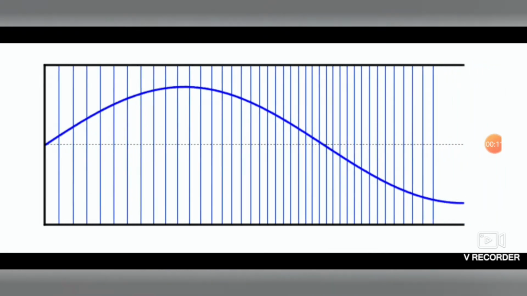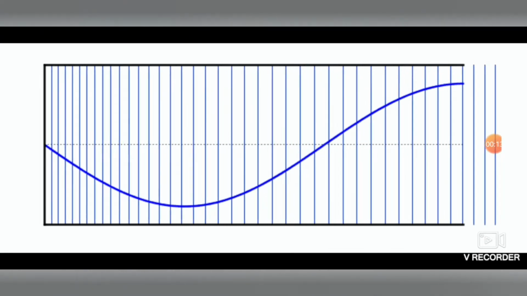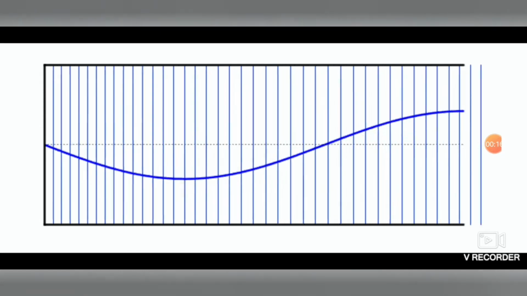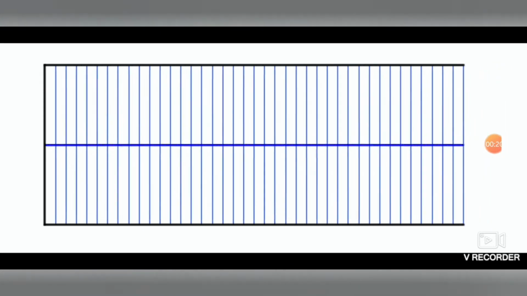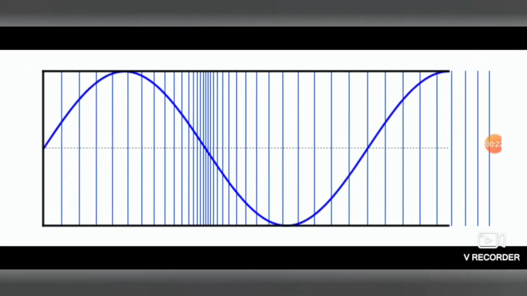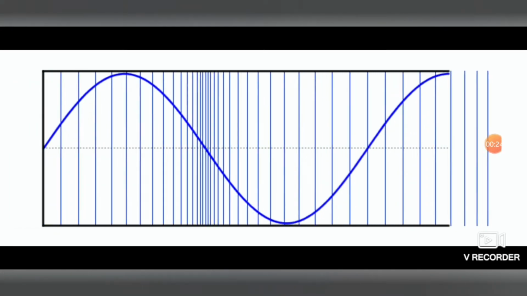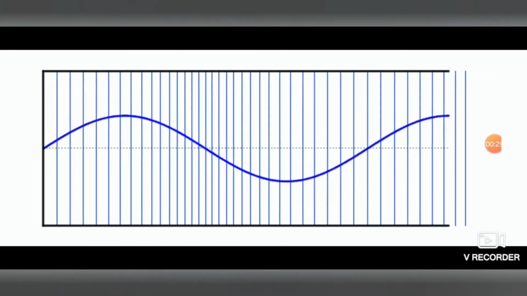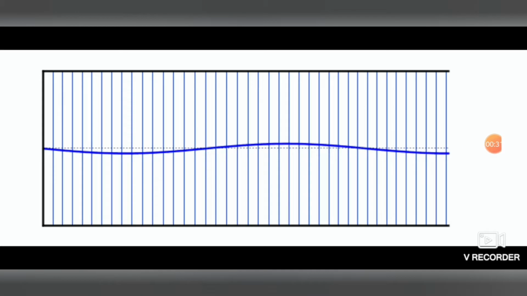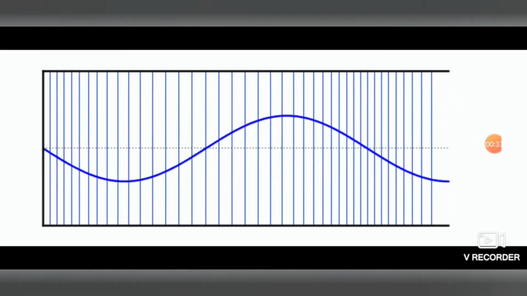Now let us go to the second mode of vibration. Again, an antinode is formed at the open end, and a node at the closed end. This is your second mode of vibration, and the third mode of vibration is this one. Again a node is formed at the closed end and an antinode at the open end.